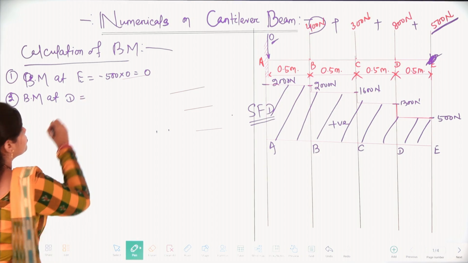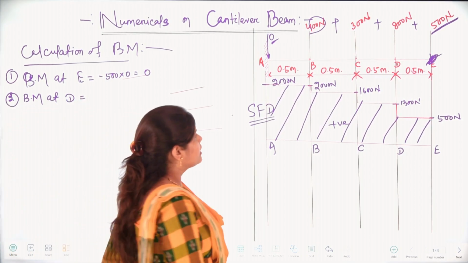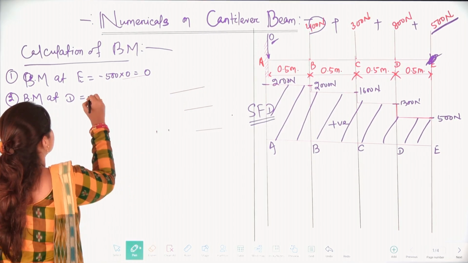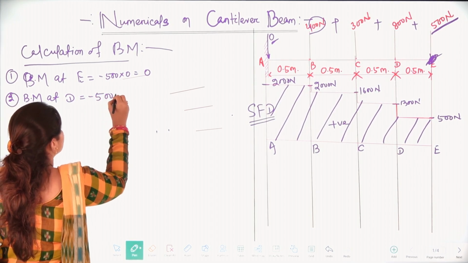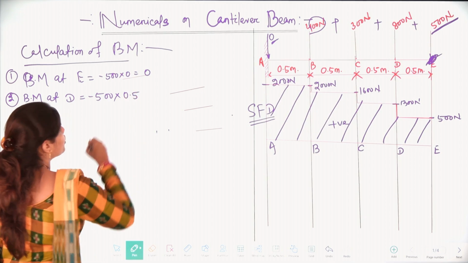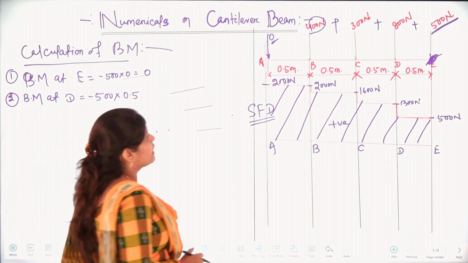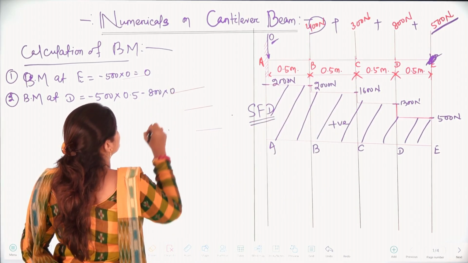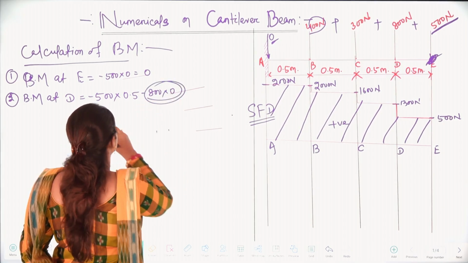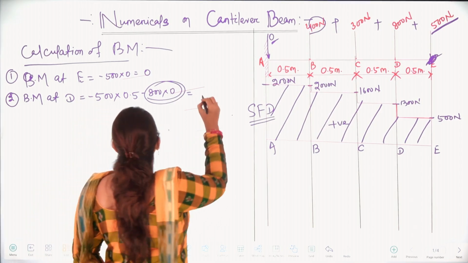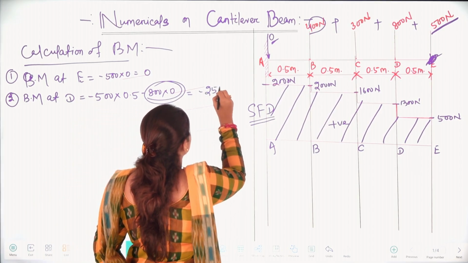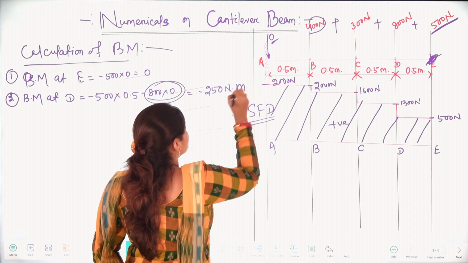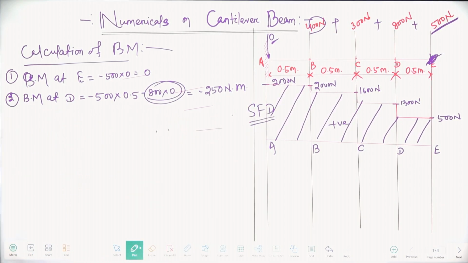Now what? Bending moment at D. Bending moment at D is going to be like this: 500 multiplied with 0.5, minus 500 multiplied with 0.5. Also you can write like minus 800 into 0. So we will not take these values. It will be your what? Minus 250 Newton into the distance is in meter, so minus 250 Newton into meter.